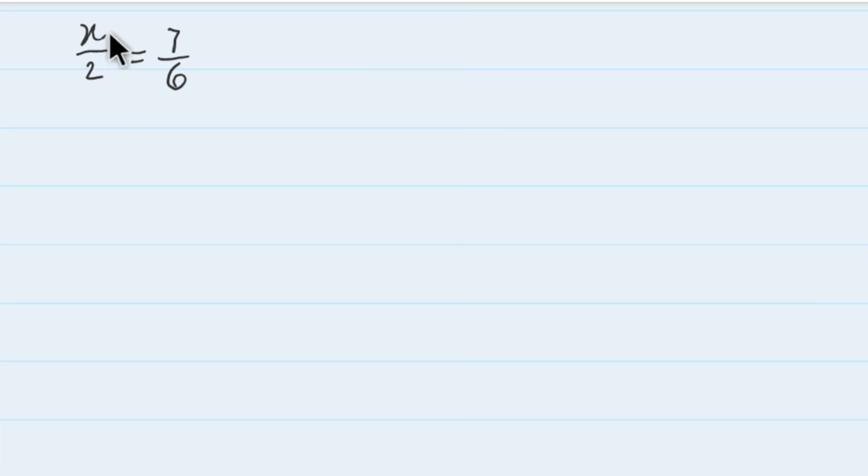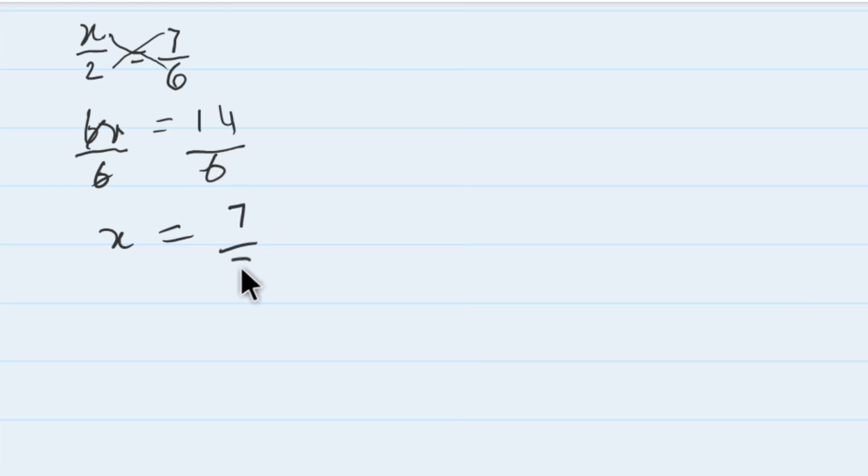We will do it by cross multiplication. X times 6 is 6x, and 7 times 2 is 14. To isolate x on the left hand side, we will divide by its coefficient on both sides of the equation. 6 will cancel out 6 and we will simplify it. We will be left with 7 over 3.